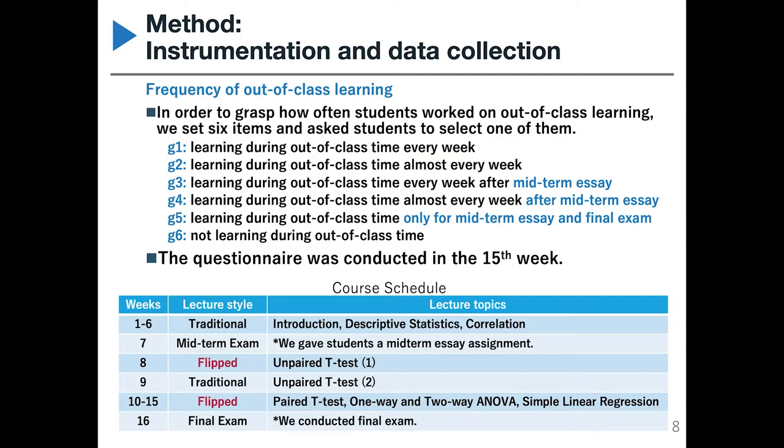Second, we used the frequency of out-of-class learning. In order to grasp how often students worked on out-of-class learning, we set 6 items and asked students to select one of them. We classified 222 students into 6 groups of G1 to G6 based on their answer.